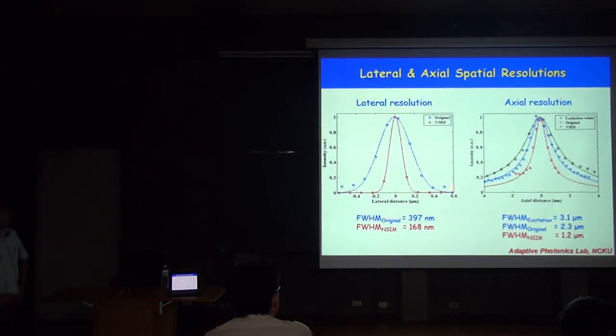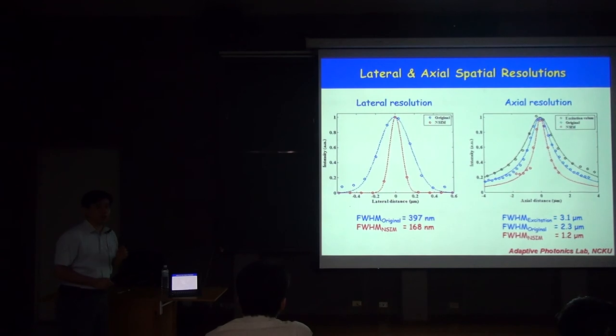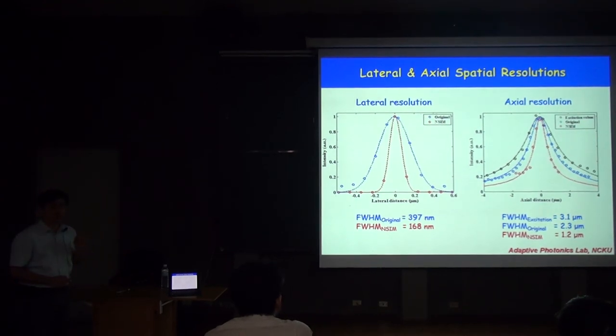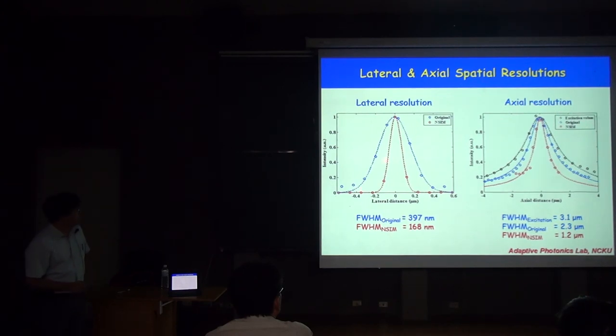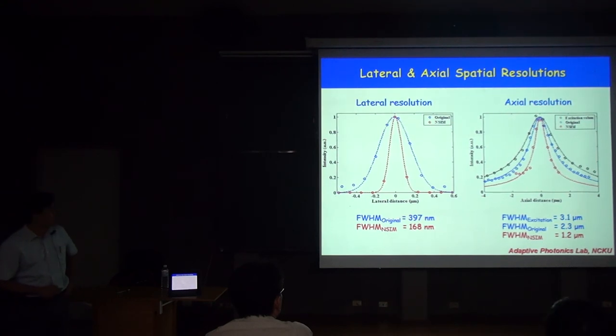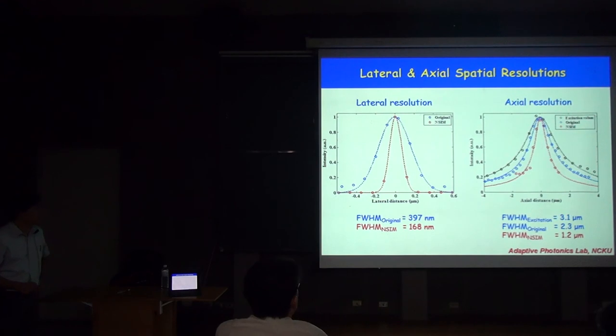The original temporal focusing resolution is based on the system, the objective NA, and also your emission wavelength. So the lateral resolution is around 400 nanometer. But with the nonlinear structured illumination, we got about a 2.5 times improvement. So we can get a lateral spatial resolution of about 160 nanometer. This is for the lateral.